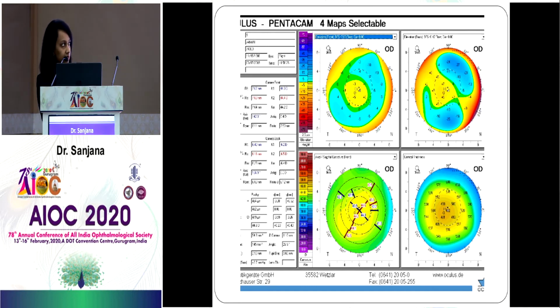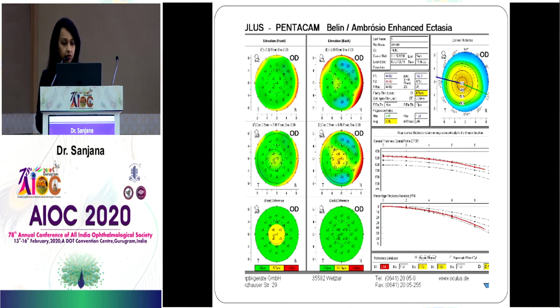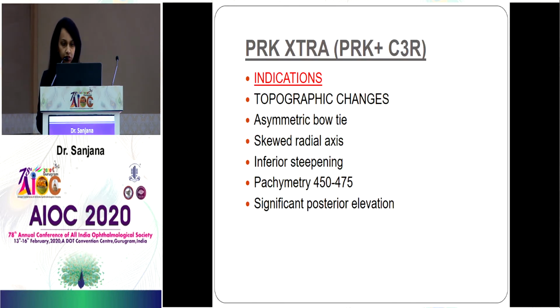So just one of the pictures of Pentagram, where if you look at it, they may not be very clear over here. The thickness is 479. It's slightly borderline. So in this case, again, the patient had a power of about minus 3 diopters. So in these cases, I would prefer to go for something like PRK to be on a safer side. So this is a Belin Ambrosio display of the same patient.